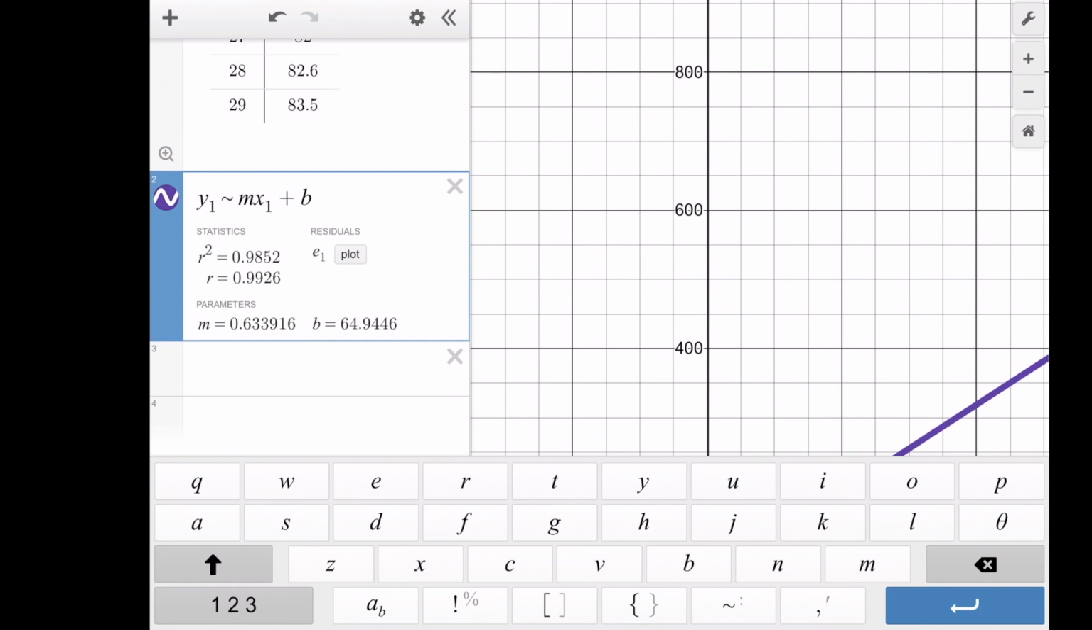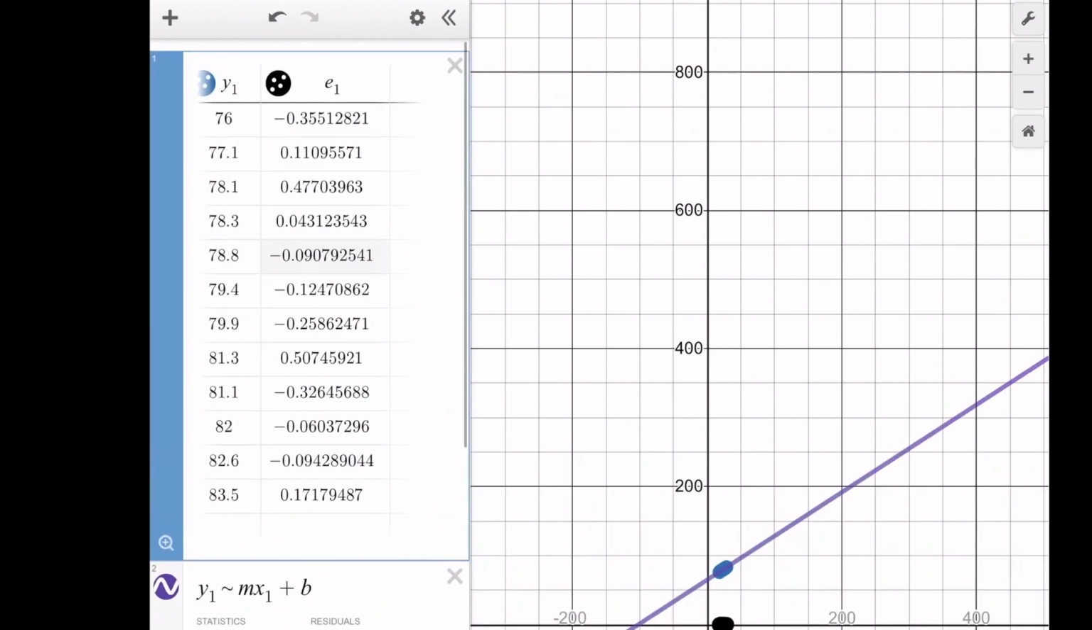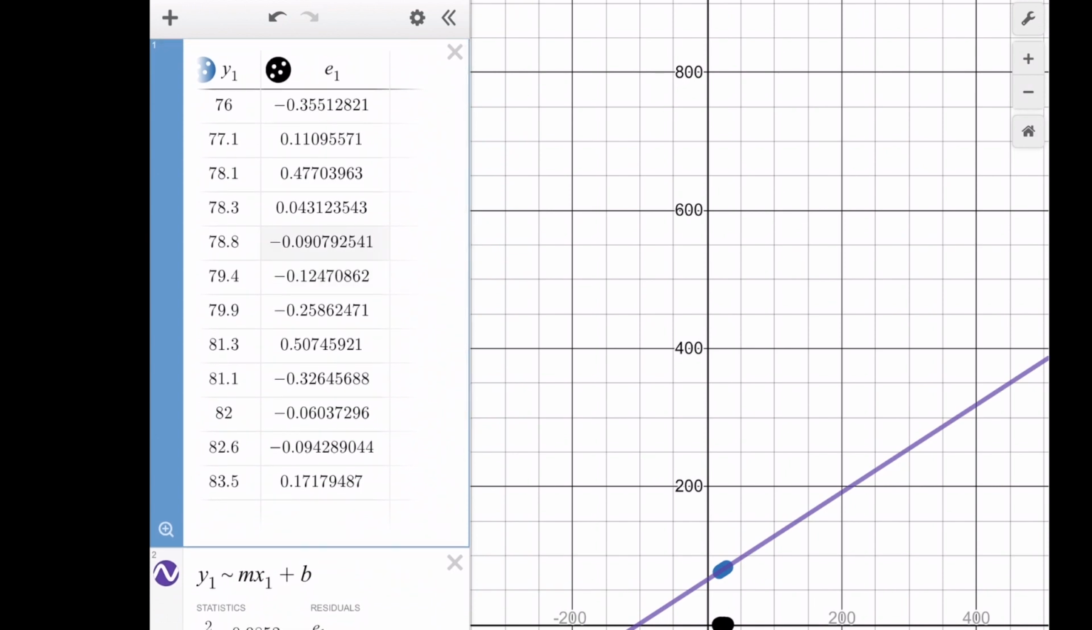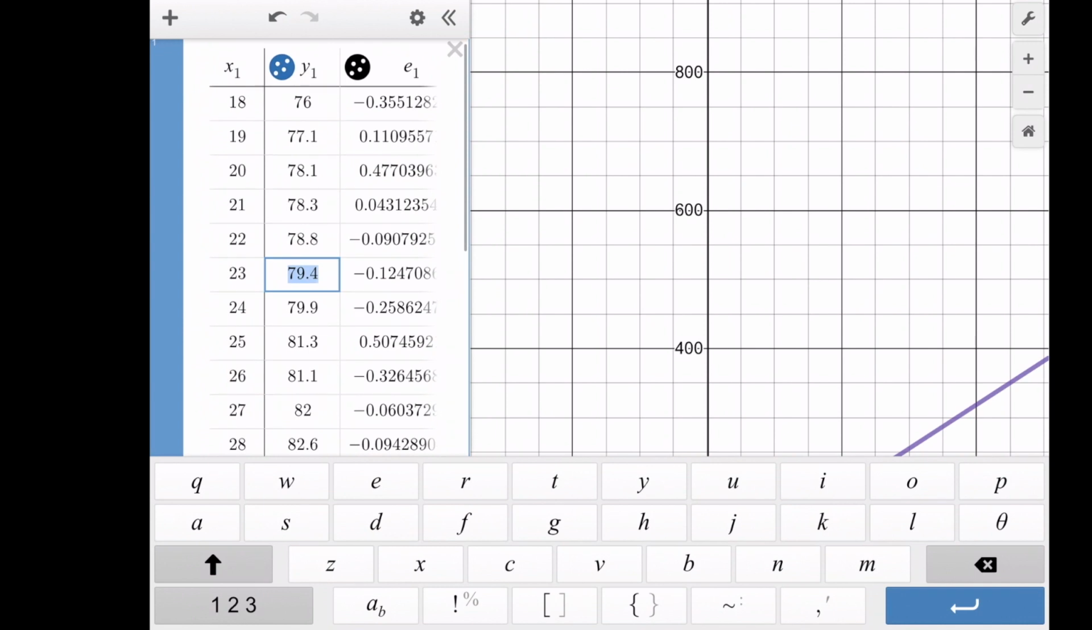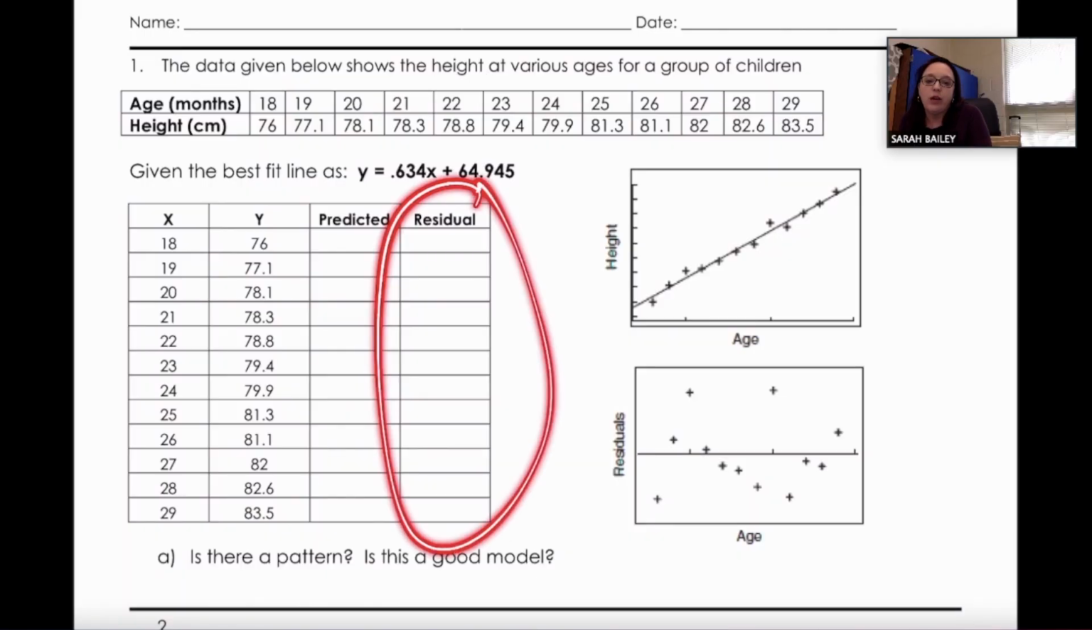Do you see where it says residuals, and then you see E sub 1, and then you see plot? You need to tap on the word plot, and as soon as you do that, look what happens. You get this table right here, or this extra column in your table. So you have the x's, the y's, and then the e sub 1s. The e sub 1s are the residuals. So those are the values that you would fill in the table here on the worksheet where it says residual.